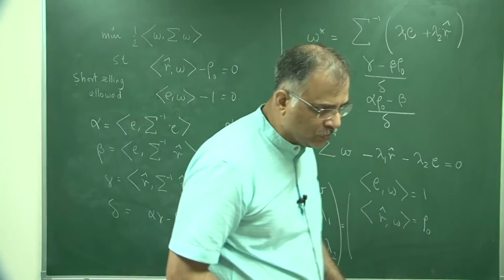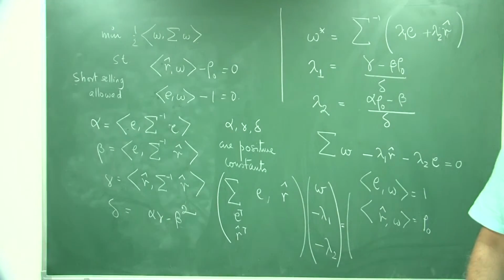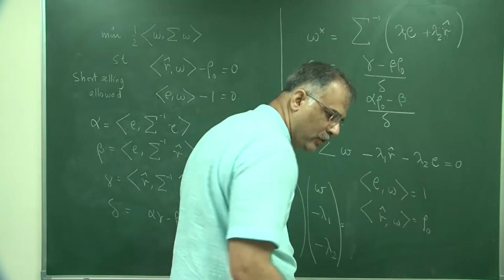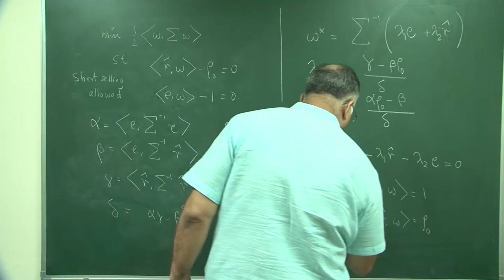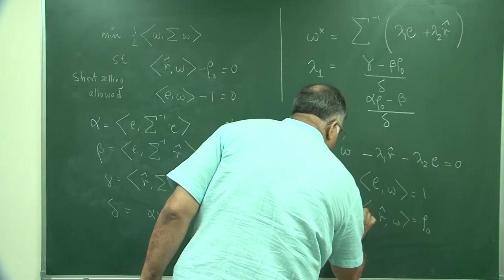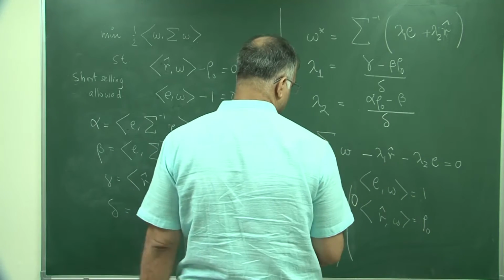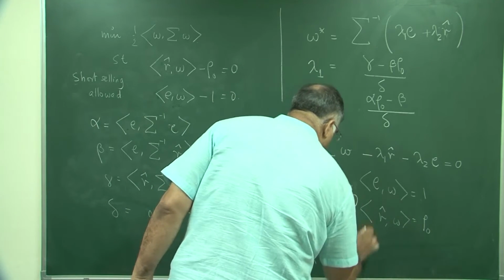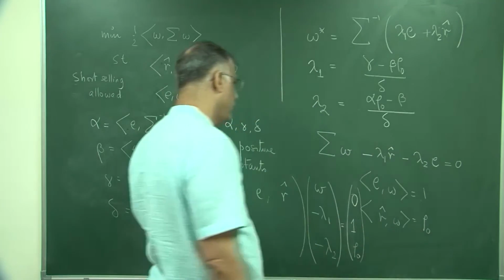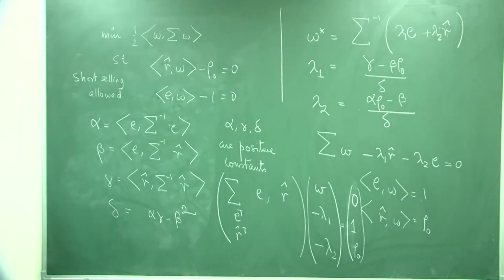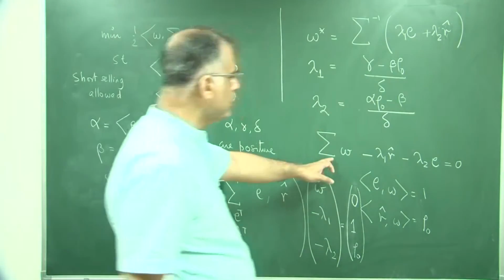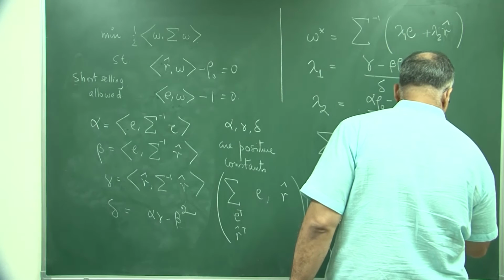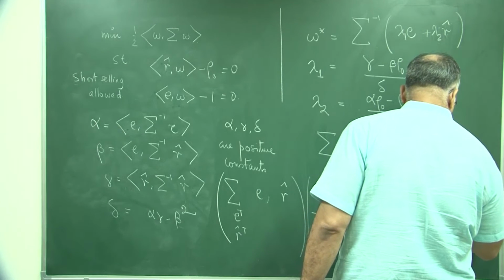Okay, I am not writing the 0 vector straight. The first part will give me the 0 vector, then I will have the 1 and the rho naught. So it will give me here the 0 vector, and then it will give me 1 and then rho naught, an n plus 2 vector. Now if you do that, from the first equation it is obvious what you get: sigma w is lambda 1.